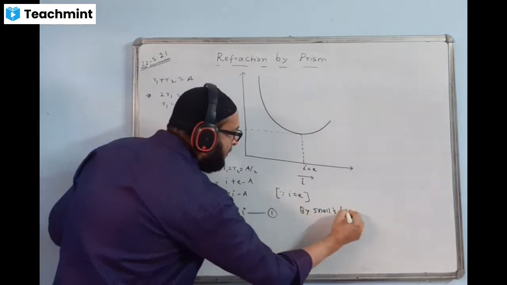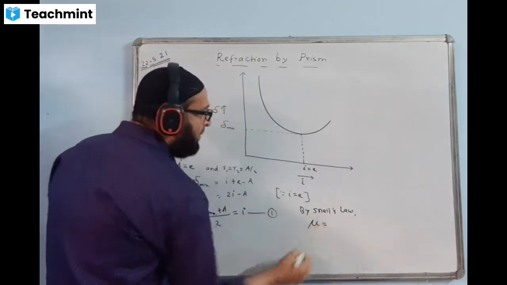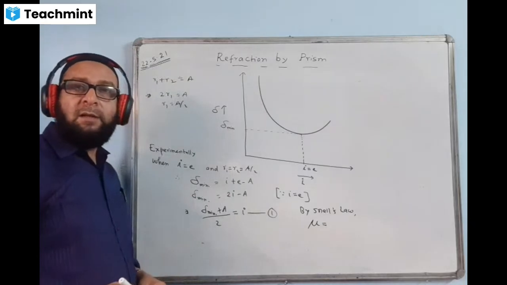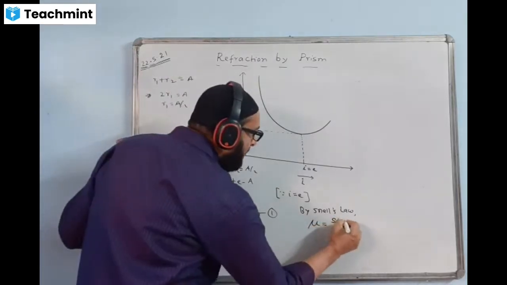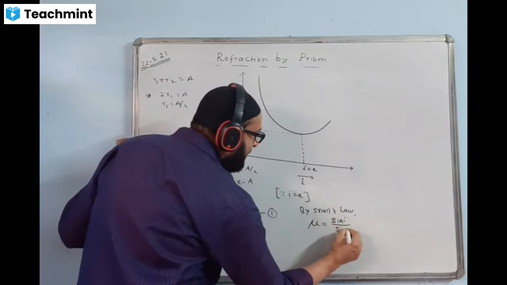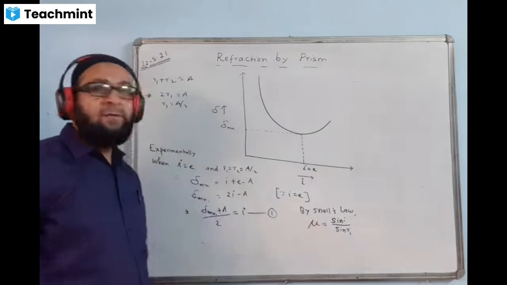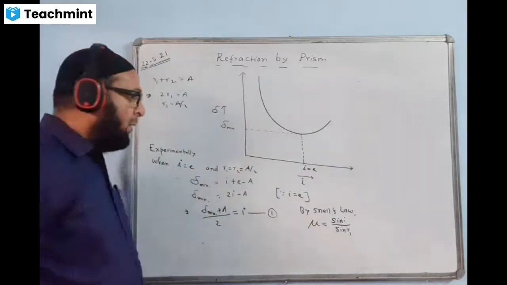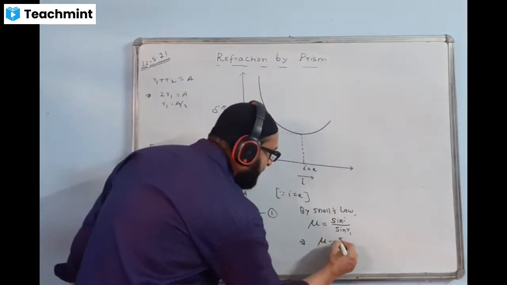By Snell's law, we have the formula what? Mu is equal to sine I by sine R. Rarer angle divided by the denser angle. So let us write mu is equal to sine I by sine R. R means R1. If I write sine I, I write R1. If I write sine E, then I must write R2. Continuation, write mu is equal to sine.